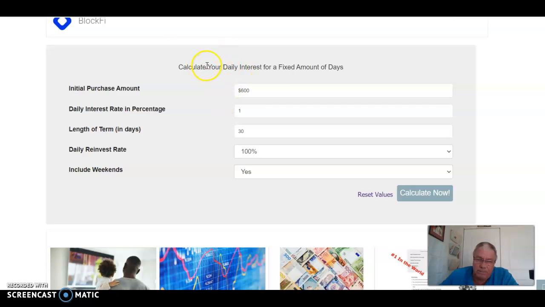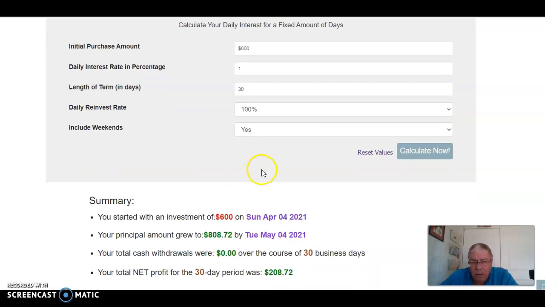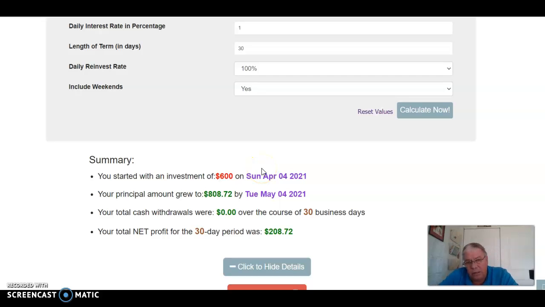So here's how this works. The initial amount that you're putting in, daily interest rate in percent, there's 1%. Length of term in days is 30 days. Daily reinvest 100%, include weekends, and that's all factual. So here's what we're doing. We put these numbers in. So at $600, in 30 days at a 1% rate, let's see what happens. Okay, so here, this is why I like this number.